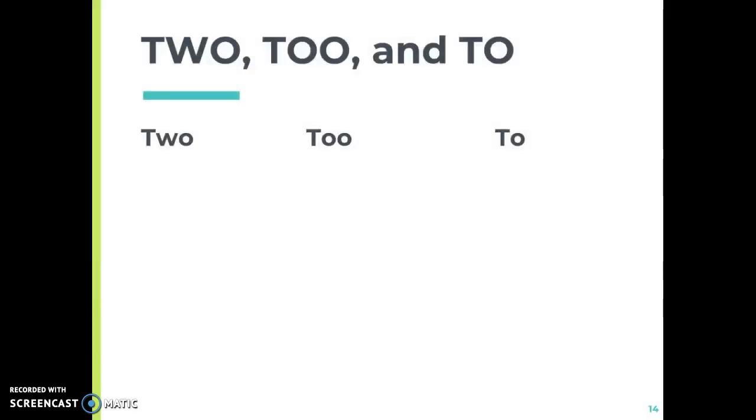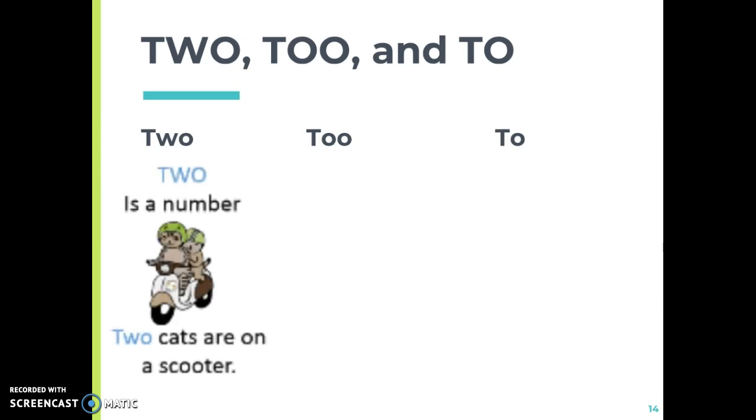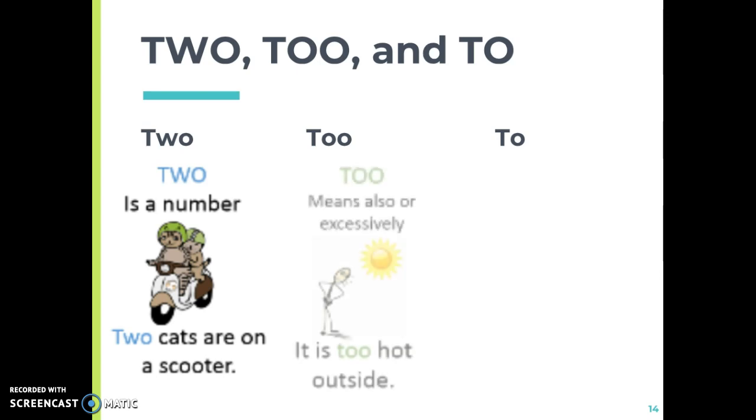Next we have the three twos. The first two is the only one with a W in it and refers to the number two, like not one, but two cats are on a scooter. The second two has two O's and means also, like can I play the game too? Or an excessive amount, like it is too hot outside.